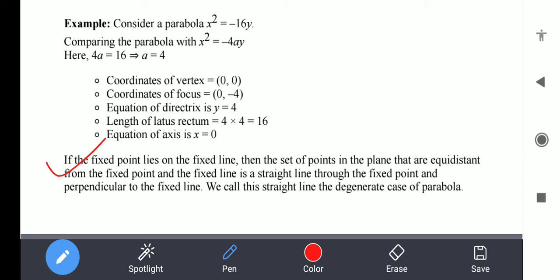If a fixed point lies on the fixed line. Now if the fixed point lies on the fixed line. I told you earlier that the fixed point should not lie on the fixed line. But if the fixed point lies on the fixed line, then the set of all points in the plane that are equidistant from the fixed point and the fixed line is a straight line, which is our previous case. If a plane cuts through the vertex and theta 1 equals theta 2, then we get a straight line. It is a degenerate case of a parabola.